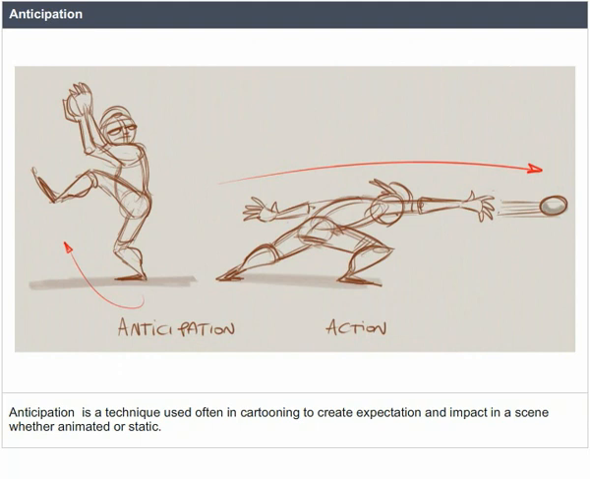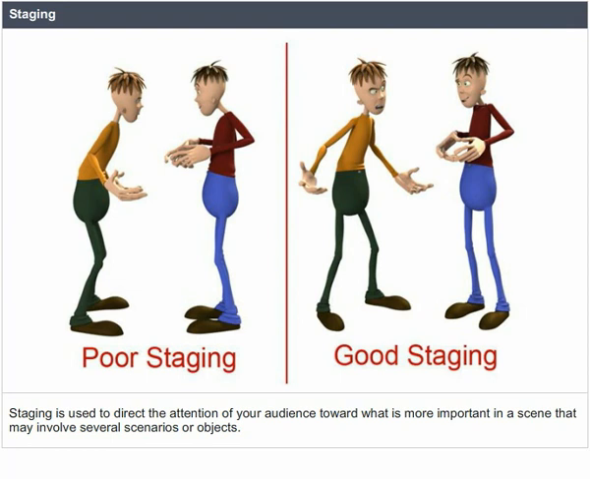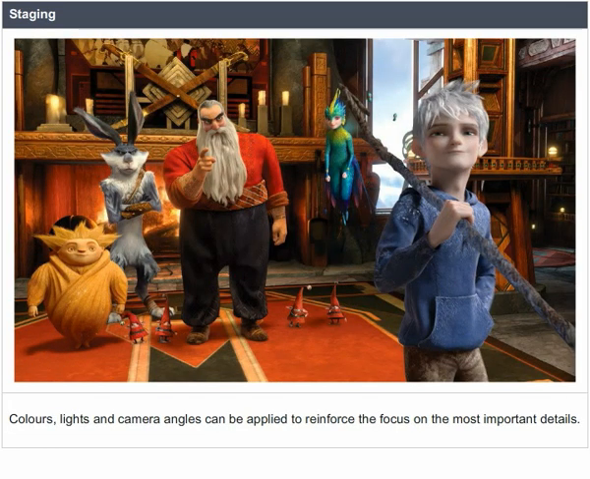Staging. Staging is used to direct the attention of your audience toward what is more important in a scene that may involve several scenarios or objects. Basically, it is used to keep the focus on what is important and avoid unnecessary information. This concept is also strongly applied in comics. Colors, lights, and camera angles can be applied to reinforce the focus on the most important details.